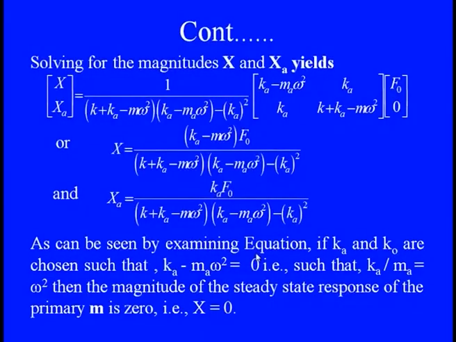We can see that k a, or k r, is to be chosen in such a way that k a minus m omega square should be 0, or we can say that k a by m a should equal omega square. In other words, if we want the steady state response of the primary mass m to be 0, x has to equal 0, which happens when it is excited at the square root of k by m.